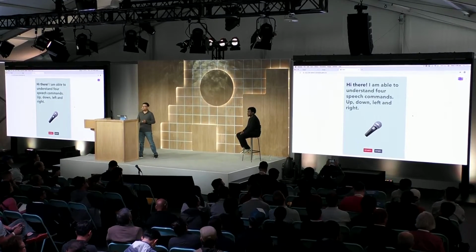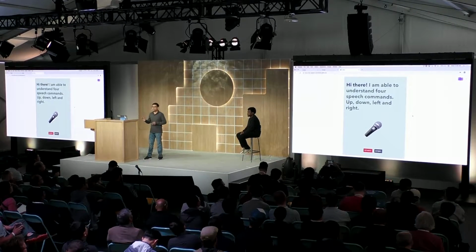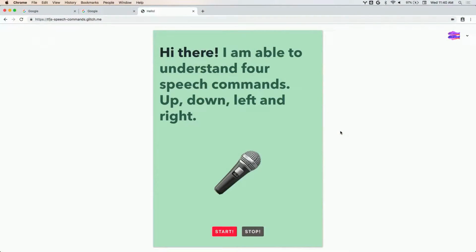So we have a small Glitch application written which uses the speech commands model. And we are using a version of a pre-trained model which is trained on a vocabulary of just 4 simple words: up, down, left, and right. So when I click Start and I can speak these words, this application will display a matching emoji. So let's try it out.